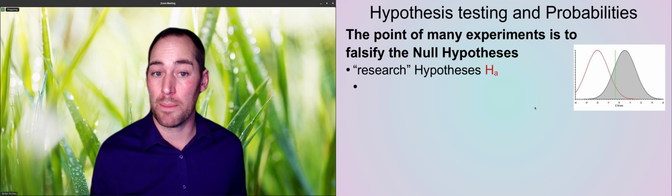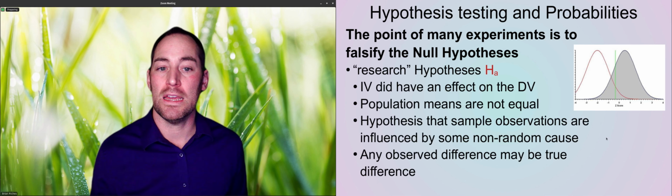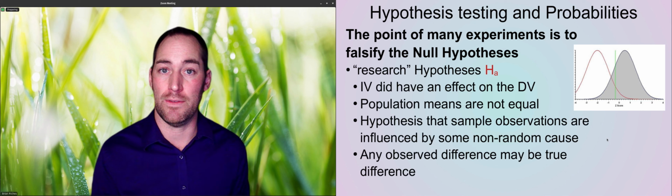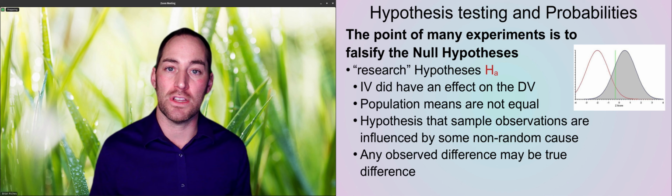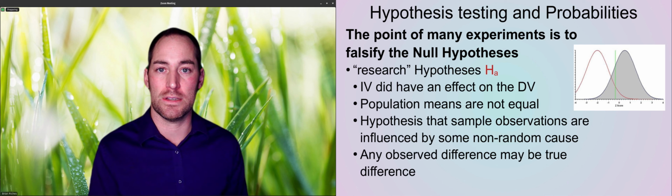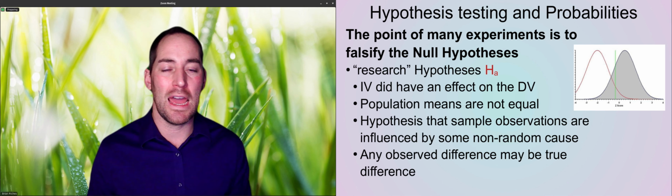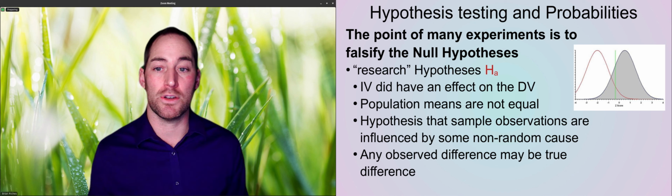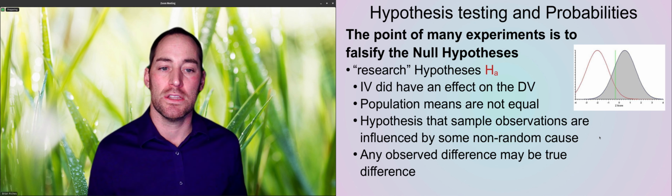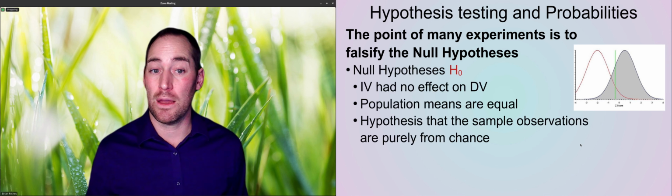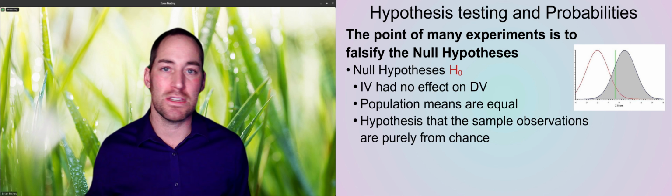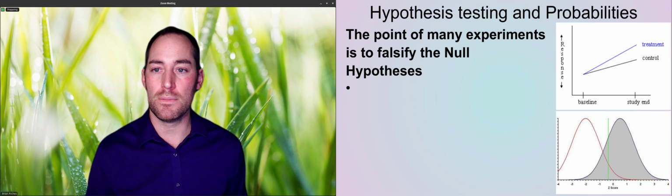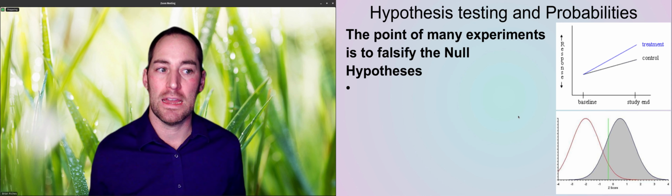So the research hypothesis, labeled this way, is that the IV did have an effect on the DV, that our quiet versus loud room did make a change, that the population means are not actually equal, that these observations are caused by some non-random cause, probably the thing we're studying. So, any observed difference might actually be a true difference. That's what the research hypothesis is. So basically we look to reject the null hypothesis. We look to reject that there is no relationship, that there is no effect. So we're trying to falsify the null hypothesis.